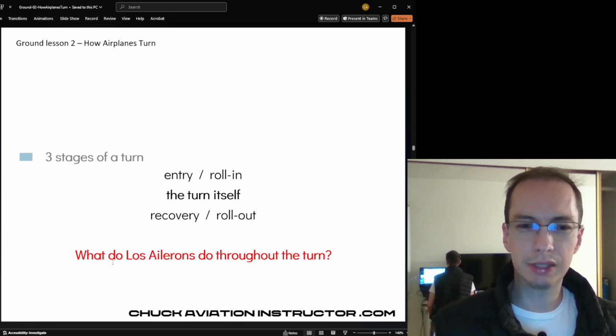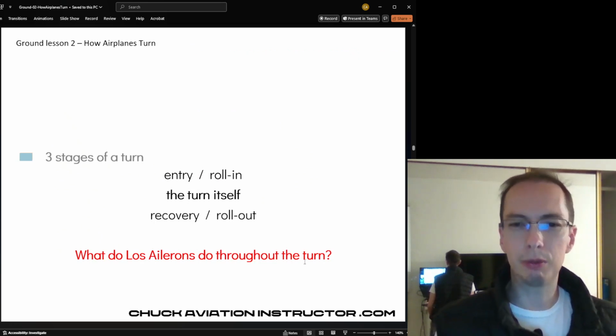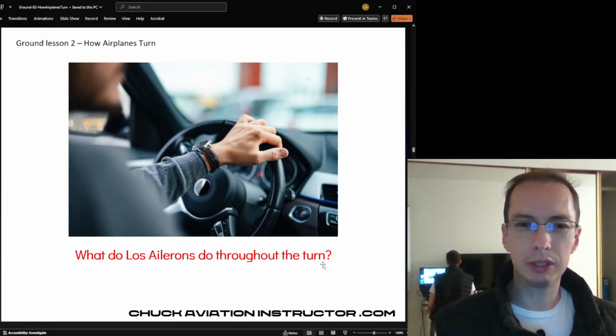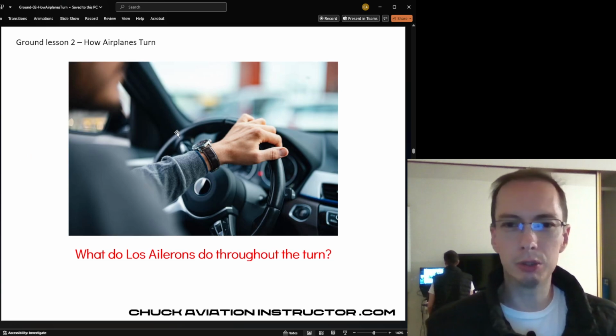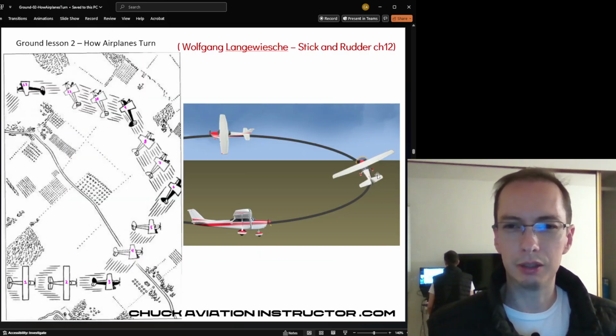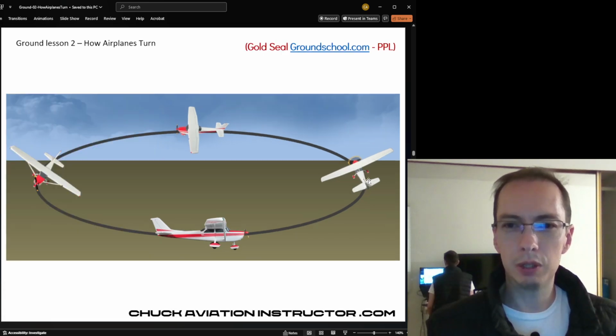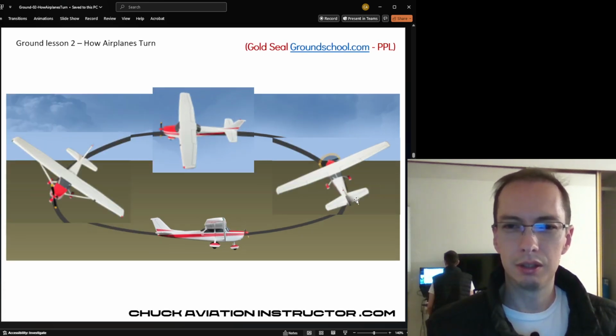Now, during the turn itself, what do those ailerons do throughout the turn? Well, what they actually do is different from your car steering wheel. They are neutralized. Look over here. If you look closely, the ailerons are entirely neutral throughout the turn.